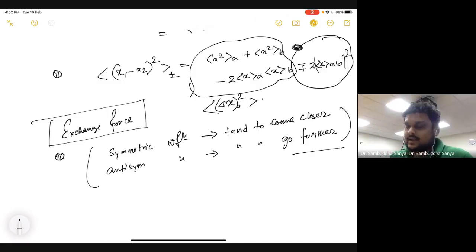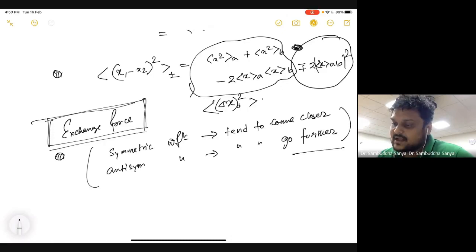But still they have a higher probability to come closer just because of their quantum nature of symmetric or antisymmetric wave function. And there is no classical analogy of this phenomenon. So this fact that a pair of particles can tend to come closer or further because of their wave function being symmetric or antisymmetric, that's a purely quantum phenomenon, and this is analogous to a force, and that's why this force is called exchange force.